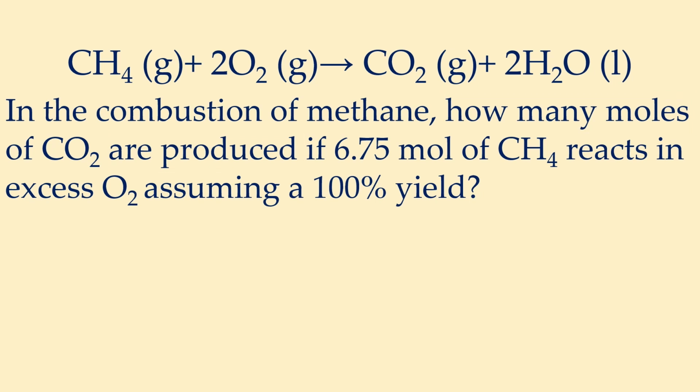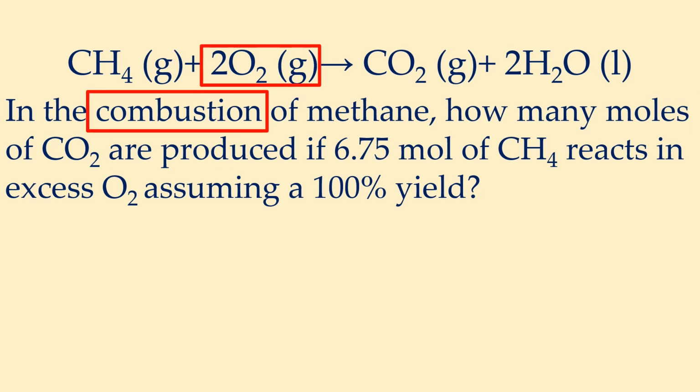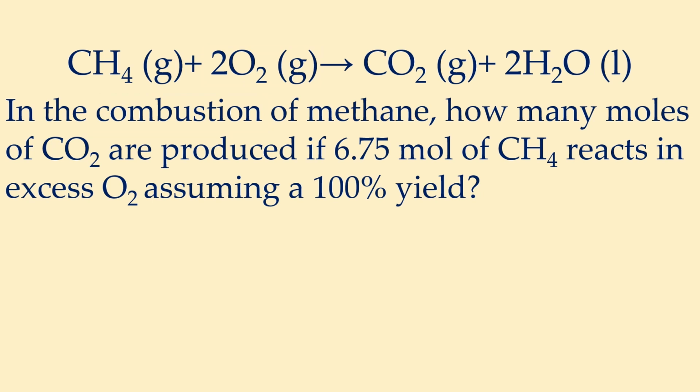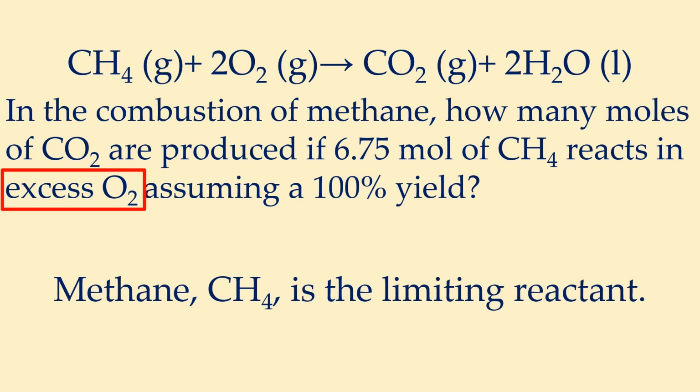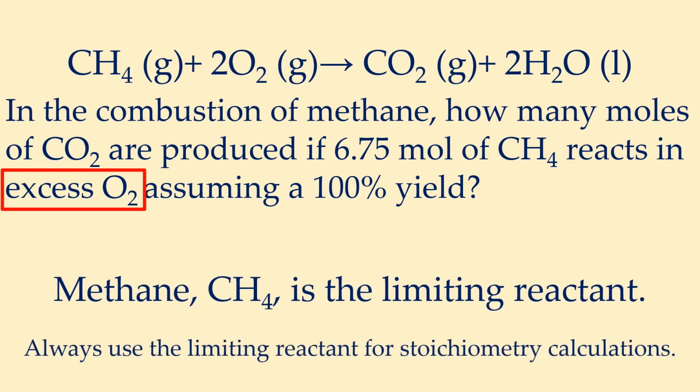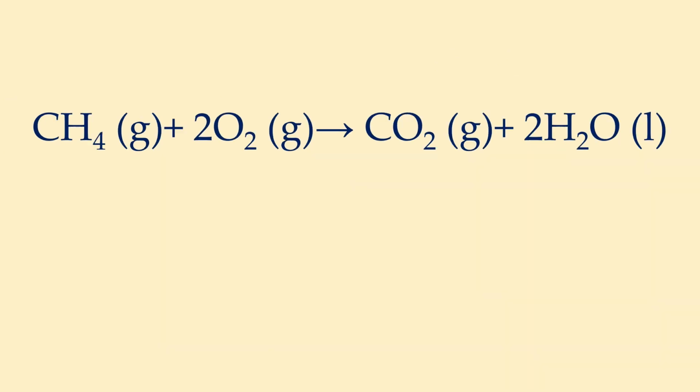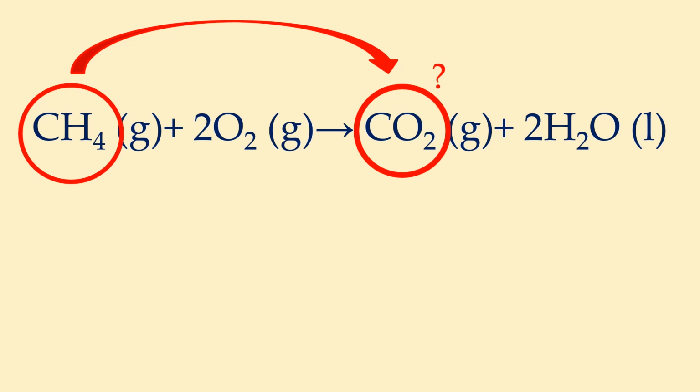Let's recognize a few things. First, combustion represents something reacting with oxygen. Next, notice the excess reactant O2 is named for us. We don't have to find it. This means that methane is the limiting reactant. And remember, always use the limiting reactant for stoichiometry calculations. We are given the amount of methane, and we are interested in how many moles of carbon dioxide are produced.